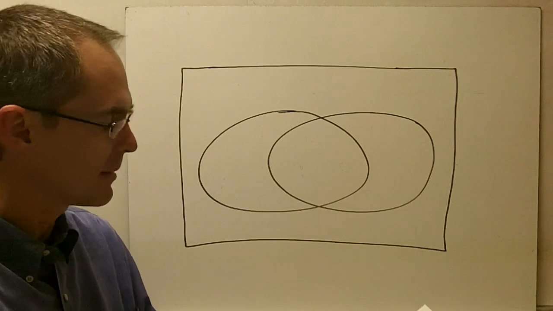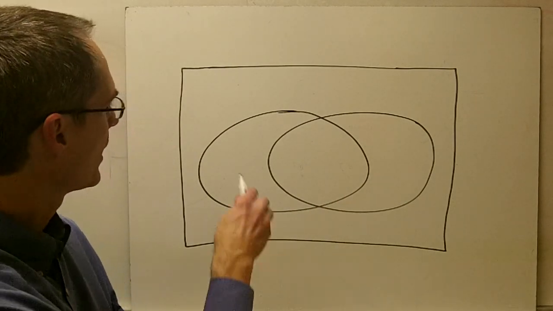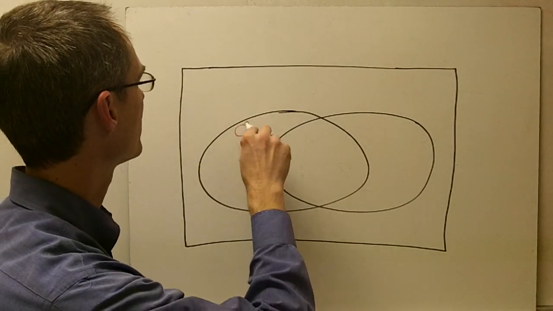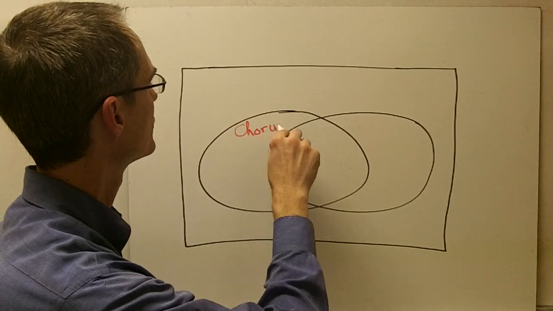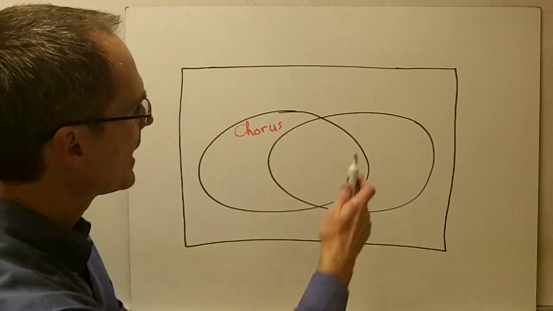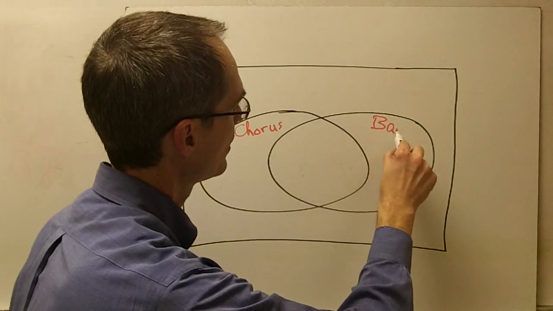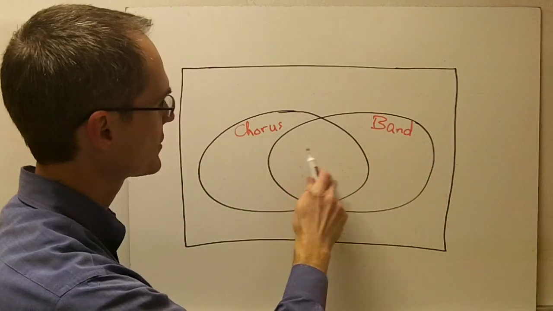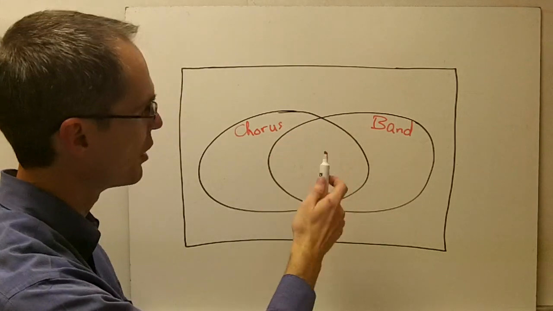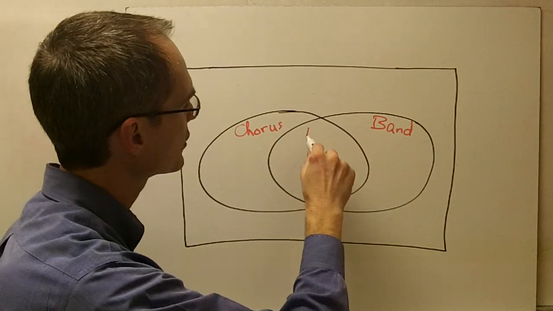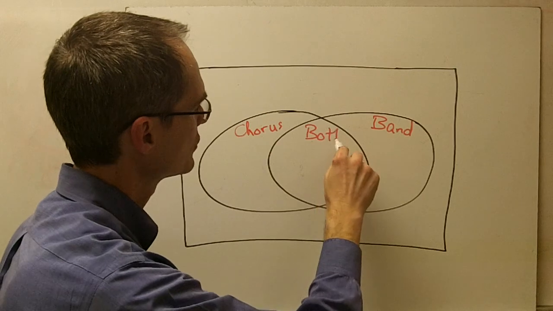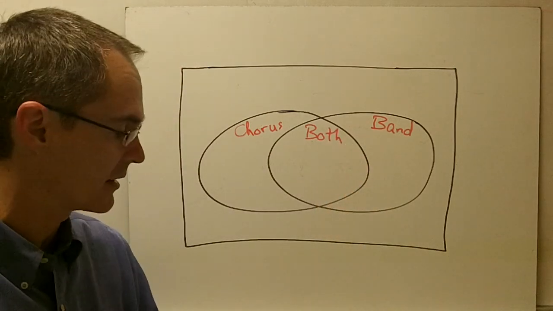Okay, so I'm going to do it basically like I did before. I'm going to let this oval here represent the number of students who signed up for chorus. I'm going to let this oval represent the number of students who signed up for band. And this part of both ovals where they overlap, that's going to represent the students who signed up for both chorus and band.